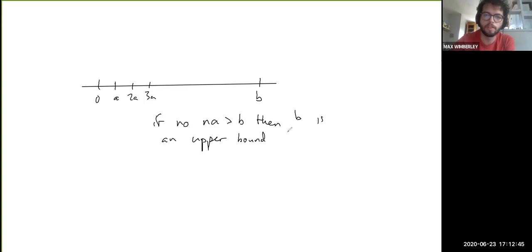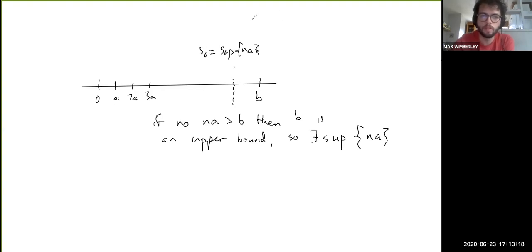So if B is an upper bound for all of the multiples of A, then there's a supremum of the set of all multiples of A, right? We're going to say this is the supremum of all these multiples, and we call it S naught. Now, because it's a supremum, it's the least upper bound. So any smaller number is not allowed to be an upper bound for all these multiples.